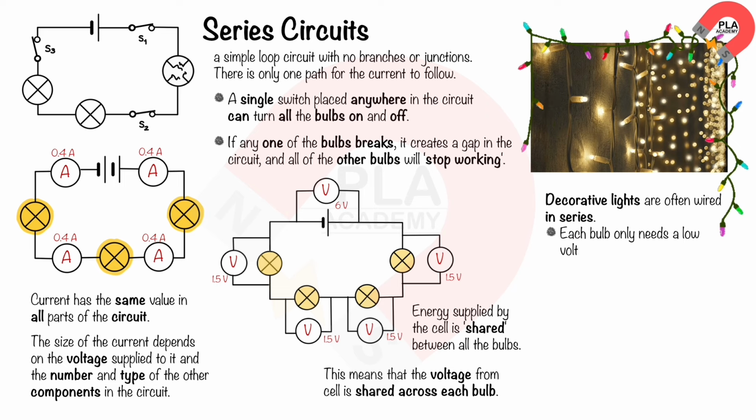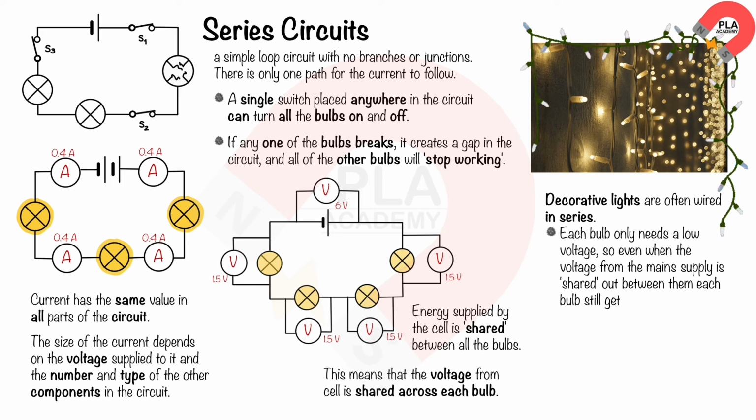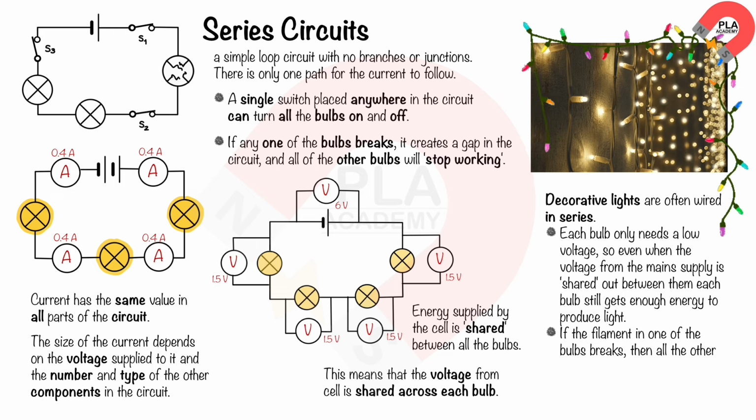Each bulb only needs a low voltage, so even when the voltage from the main supply is shared out between them, each bulb still gets enough energy to produce light. Unfortunately, if the filament in one of the bulbs breaks, then all the other bulbs will go out.